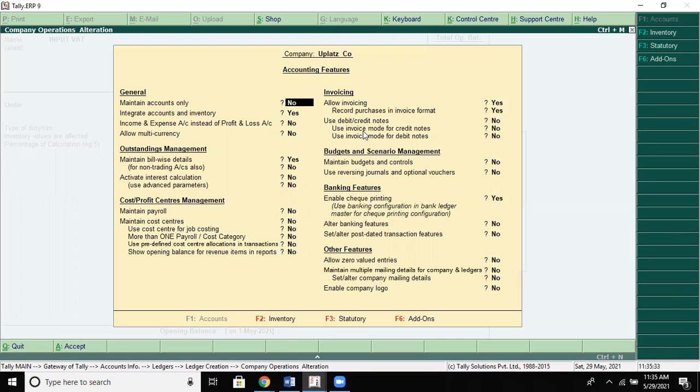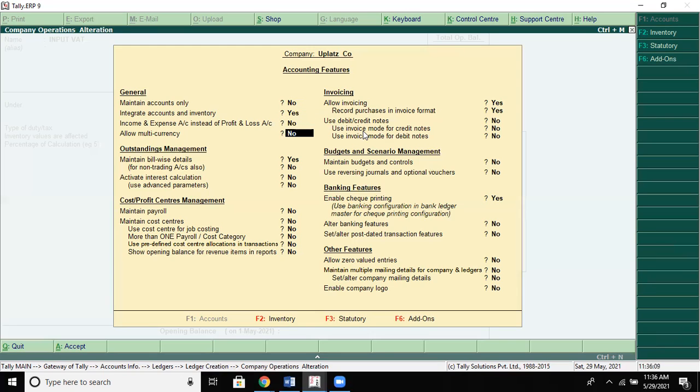So this is the accounting features. So basically we can maintain accounting features of our company using the shortcut Control F11, wherein F1 has all the account details, F2 is inventory, F3 is all about statutory details, and F6 is add-ons. So you can see in the accounting features, the general is maintain accounts only. Always it will go with no. Integrated accounts and inventory, yes. Income and expense account instead of profit and loss account, no. It should always be your profit and loss itself.